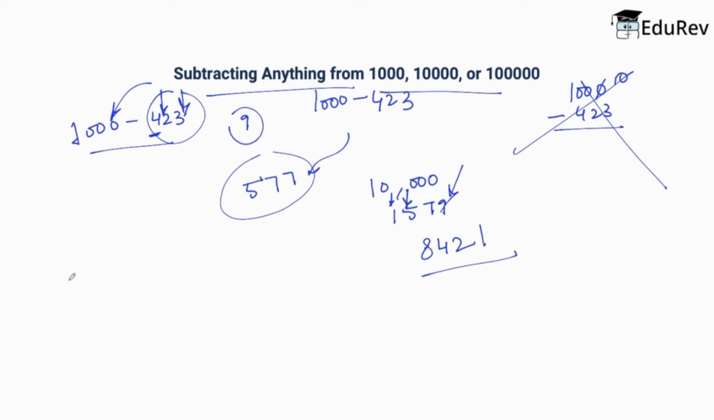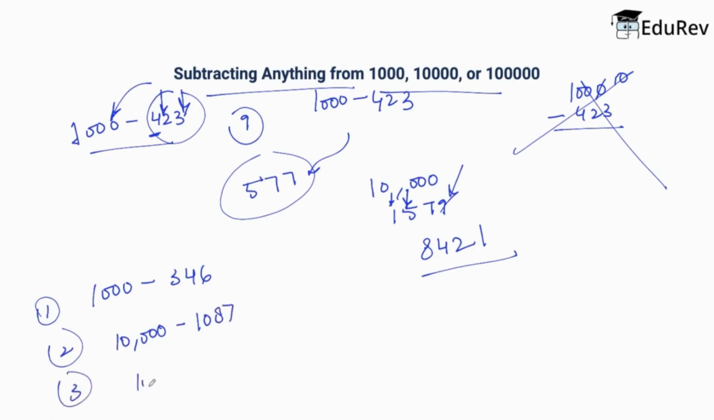Now you're going to solve a few questions on your own. I'm going to write 3 questions and then you're going to solve them. Okay. So the questions are that you need to subtract 346 from 1000. Next is that you need to subtract 1087 from 10,000. And lastly, you have to subtract 827 from 1000. So try it on your own and just check if you understood this trick or not.